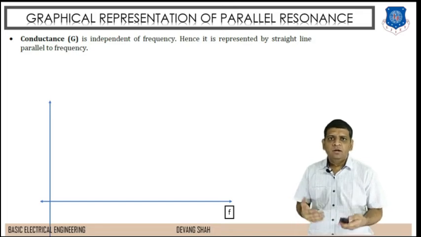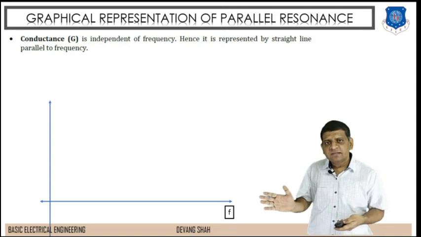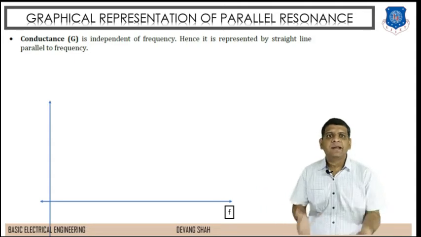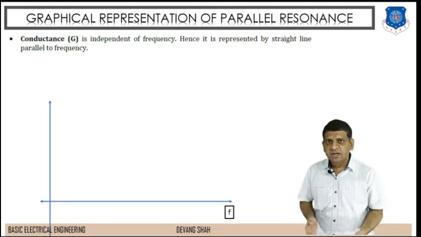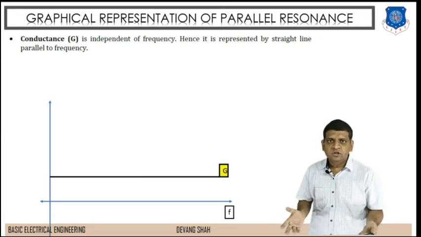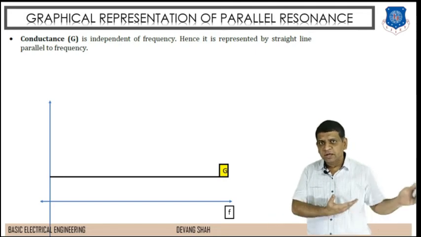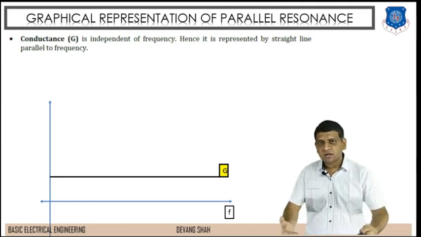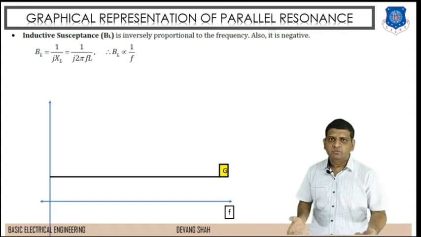Conductance is nothing but the reciprocal of resistance, right? So resistance is for the series RLC circuit, but conductance is here for the parallel RLC circuit. So it is again independent of frequency. Again it's a straight line. So here there is no relation to the frequency. Even if you change the frequency from 0 to certain kilohertz, there is no change in conductance. So conductance remains constant for any change of frequency.